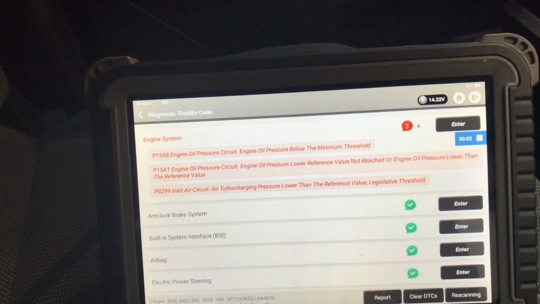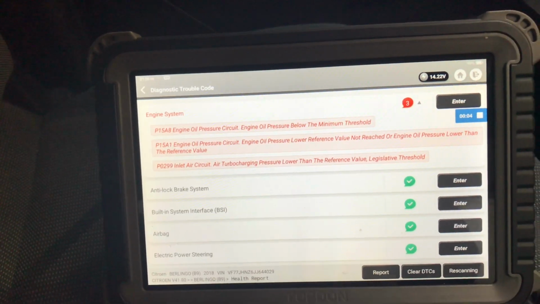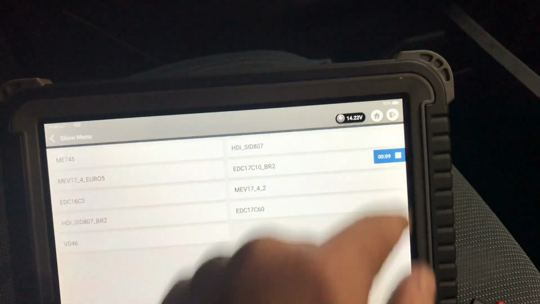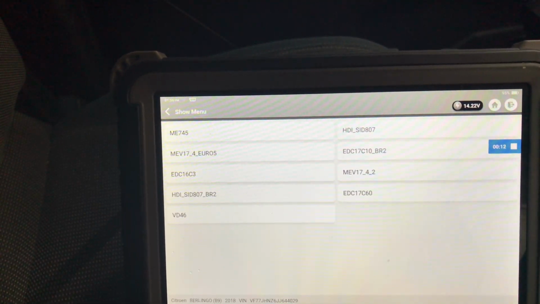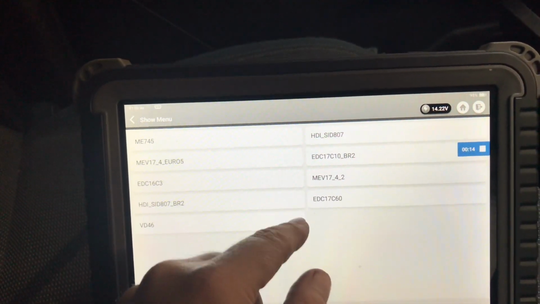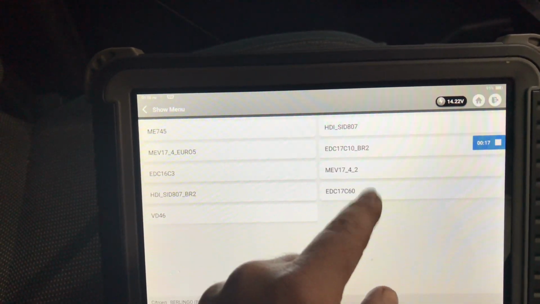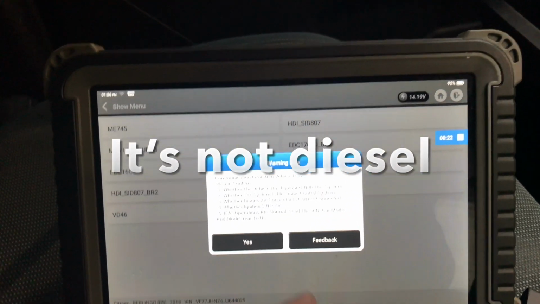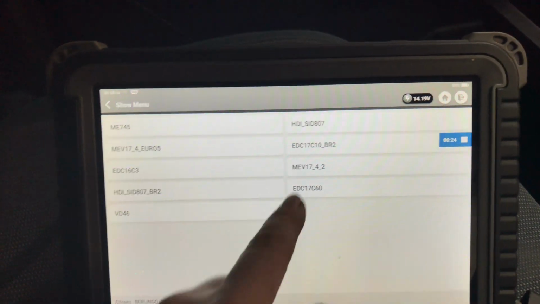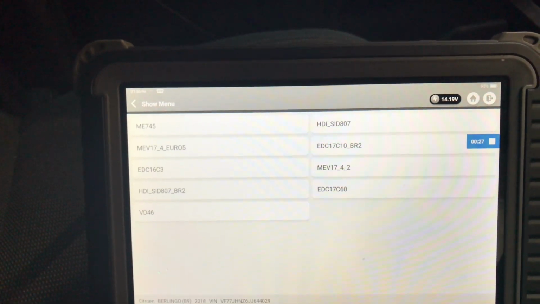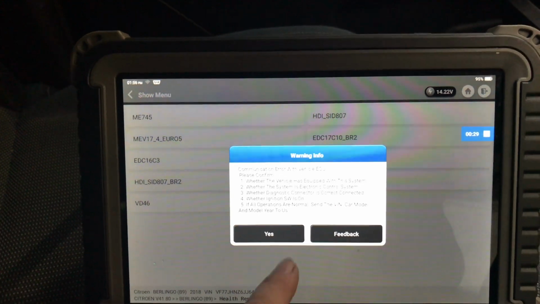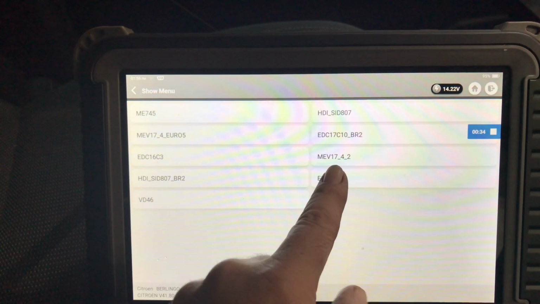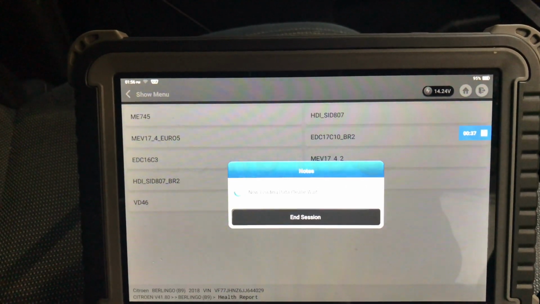This engine has a funny oil pump that can control. Let me think. Is it OCR they call it? Oh, here we go. Let's just go first. Be EDC, I would imagine. EDC 7. Let's try the newest. Yes. So let's try this one, EDC 16. Try this one. Definitely diesel.